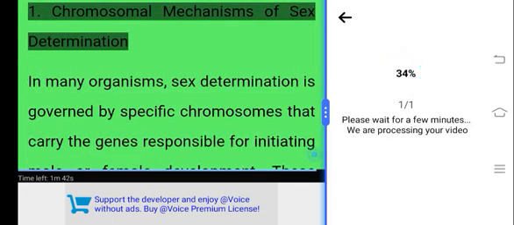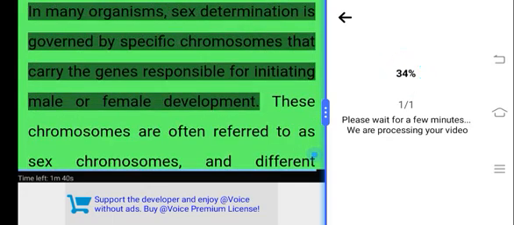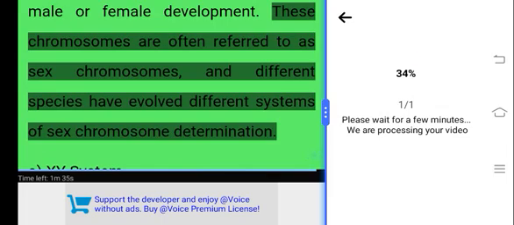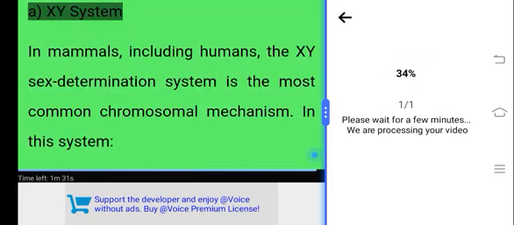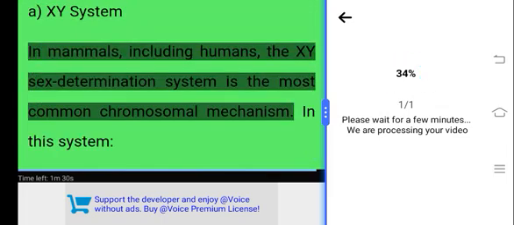1. Chromosomal mechanisms of sex determination. In many organisms, sex determination is governed by specific chromosomes that carry the genes responsible for initiating male or female development. These chromosomes are often referred to as sex chromosomes, and different species have evolved different systems of sex chromosome determination. A. XY system. In mammals, including humans, the XY sex determination system is the most common chromosomal mechanism.